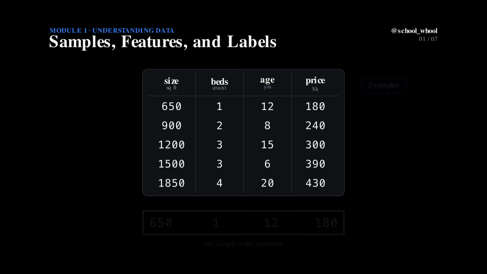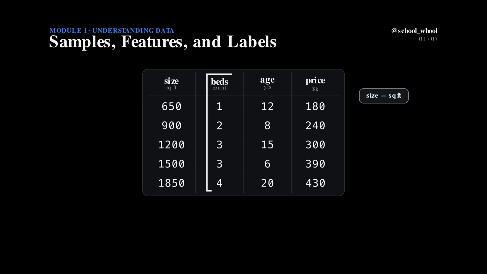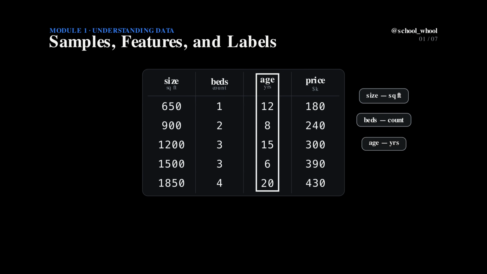Each column is a feature, one property, measured the same way for every sample. This column is size, in square feet. This one, the number of bedrooms, and this one, the apartment's age in years. 3 columns, so 3 features, the inputs we get to look at.